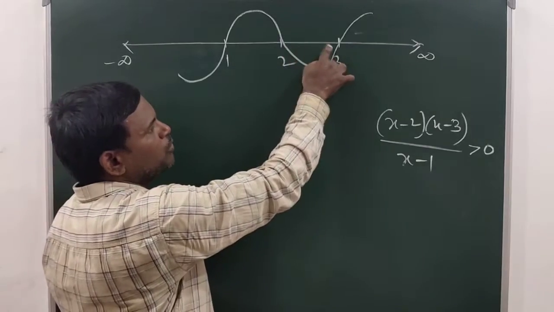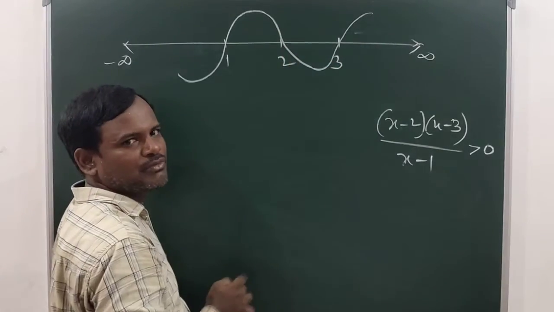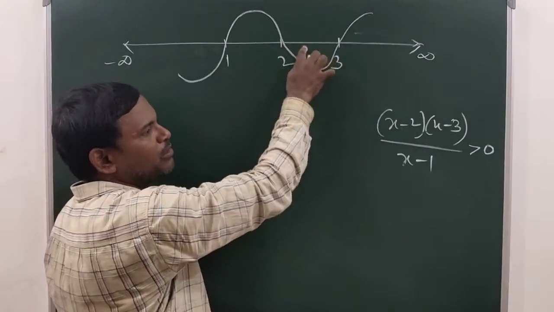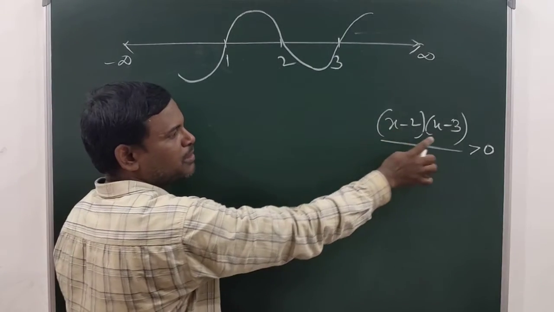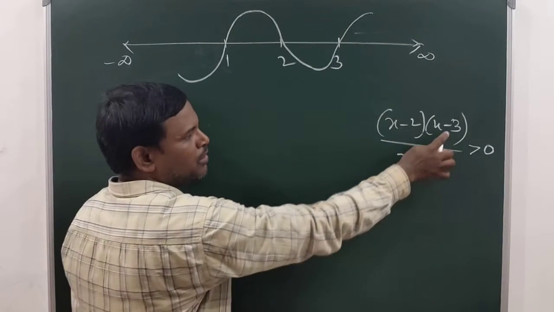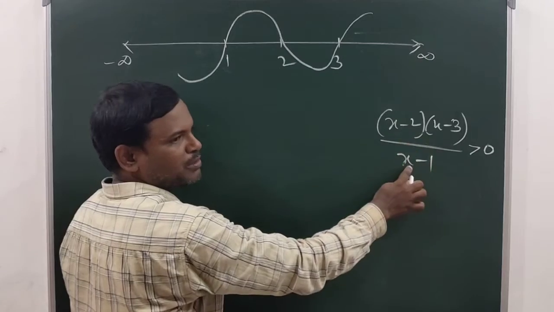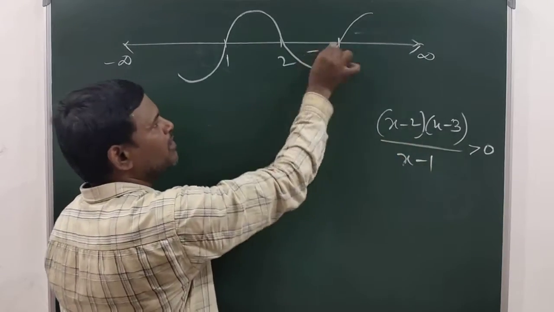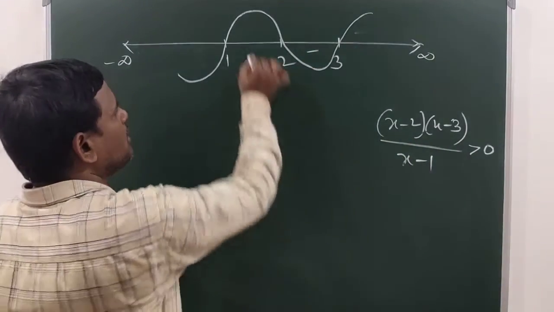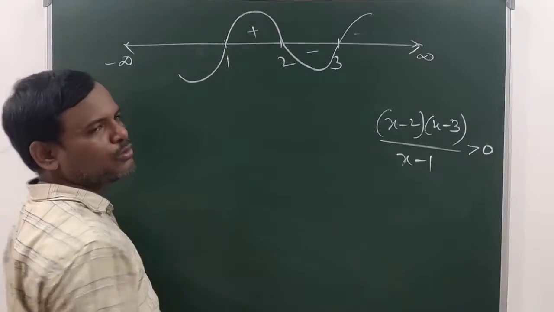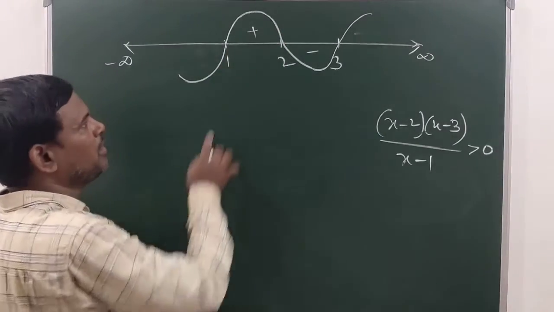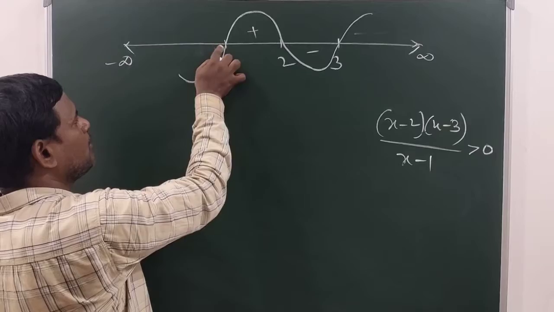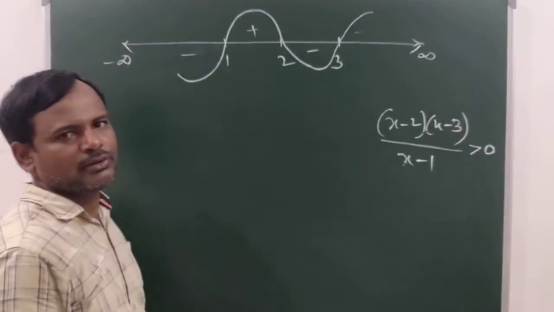If you take any value from 2 to 3, this will be negative. We don't want that. If you take any value like 2.5, this is positive, this is negative, this is positive. Minus into plus is minus, minus by plus is minus, so that will not come into our required solution. If you take any value from 1 to 2, this is going to be positive. And if you take any value from 1 below, this will be negative.